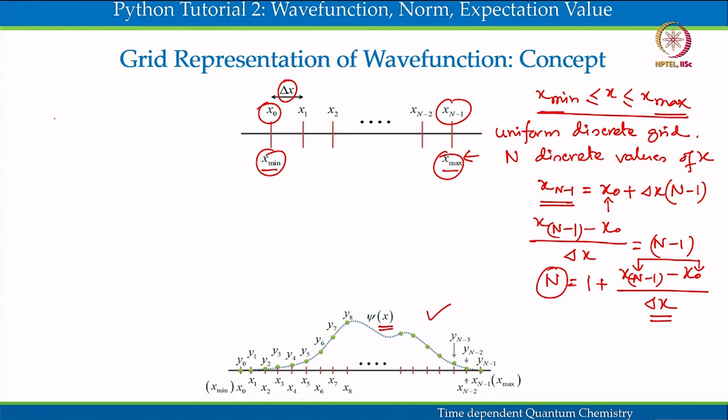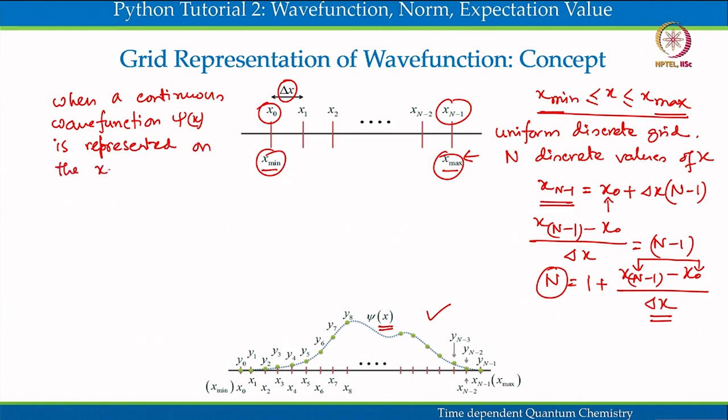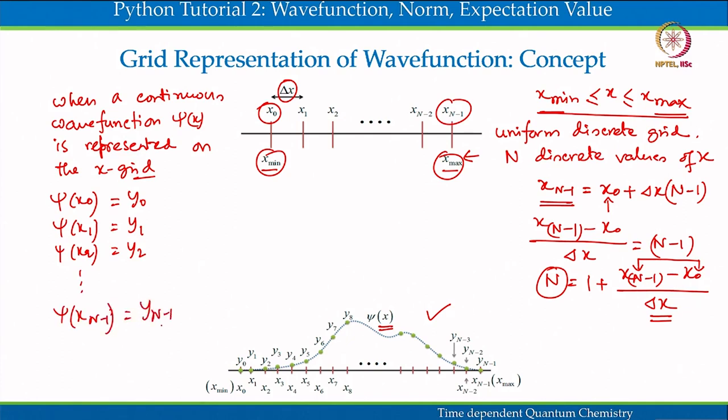So when a continuous wave function is represented on the x grid, we get these values x0, x1, and so on. At x equals x0, I get the wave function value y0. Then at x1, I get y1, at x2, I get y2, like this way. And then at x(n-1), I get y(n-1). So these are the values we get.